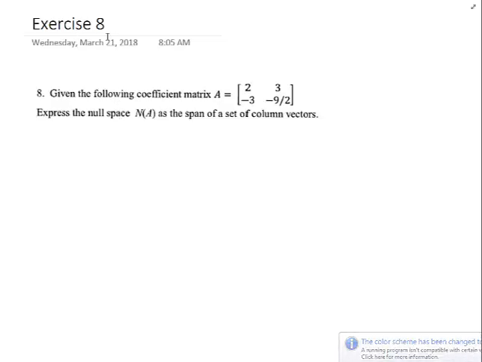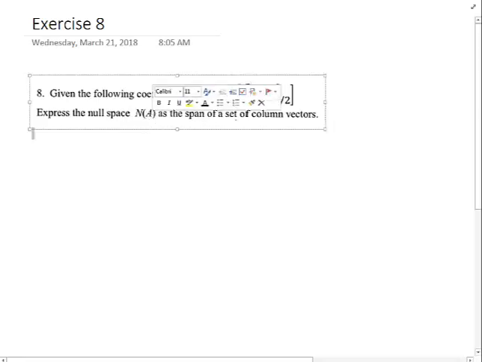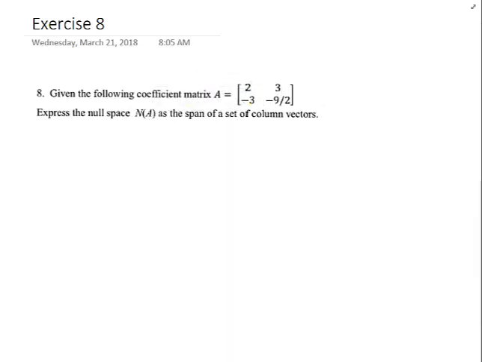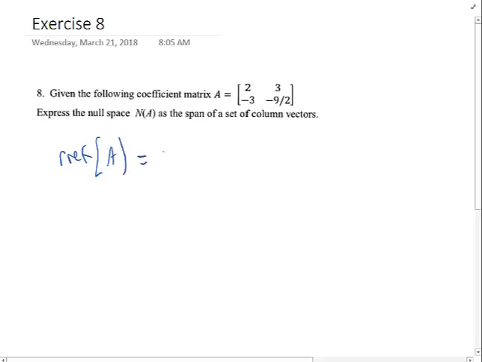Okay, exercise 8 gives a coefficient matrix and asks you to express the null space as the span of a set of column vectors. All right. Well, let's go ahead and row reduce. I'm not going to do it, but you can do it in just a couple steps. The row reduction is 1, 1.5, and then this one is 0, 0.